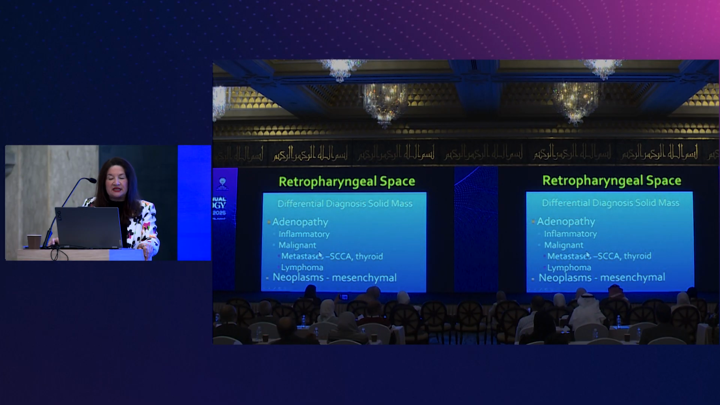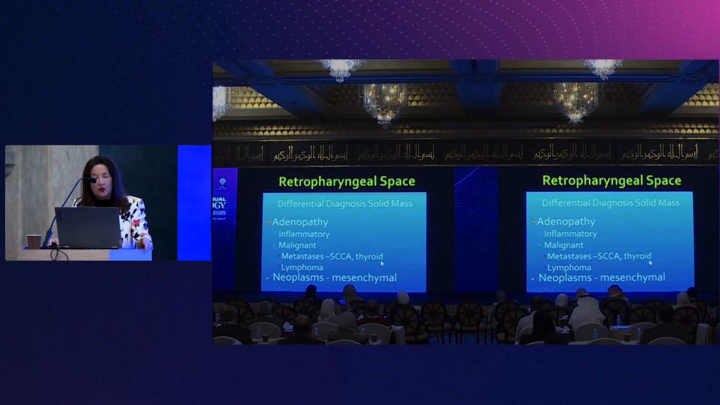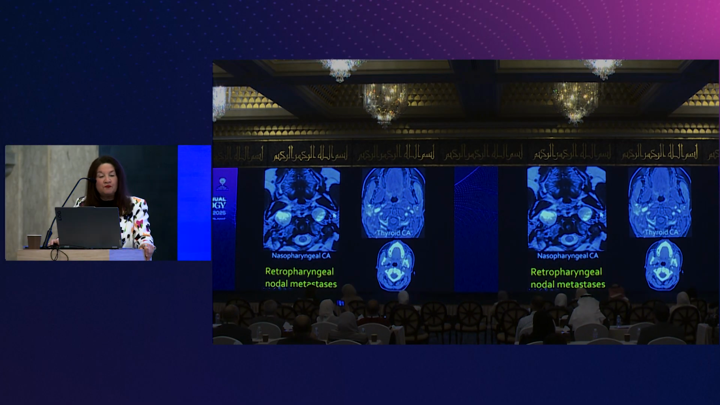And these most common metastases come from squamous cell cancer of the nasopharynx, squamous cell cancer then of the oropharynx, and thyroid cancer, the posterior lymphatic drain up to the retropharynx. You can see lymphoma there, and the major neoplasms come from mesenchymal tissue. This is a nice example of bilateral nodal metastases in the retropharynx. You can see the prevertebral fat in front of it.